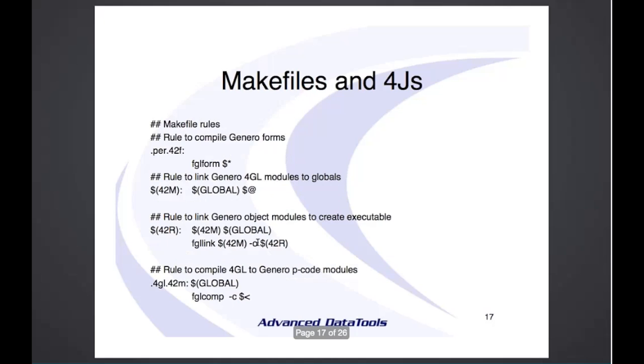And then in my make file, I added the rules. To compile a form, a PER becomes a 42F, and this is how you compile it. This is what your globals are. This is how to compile, how to link a program, and then this is how to compile a module.